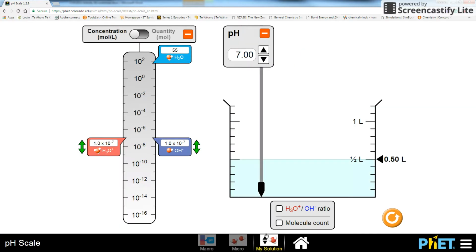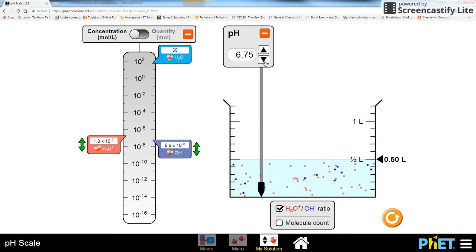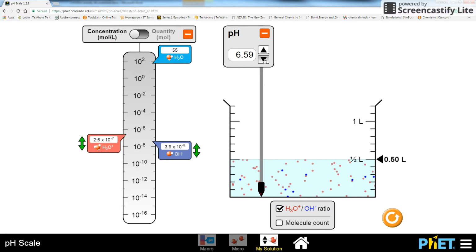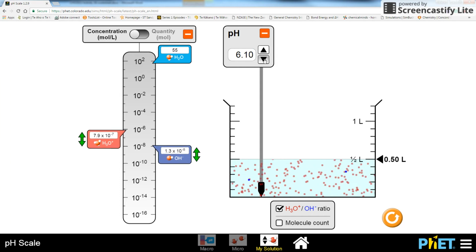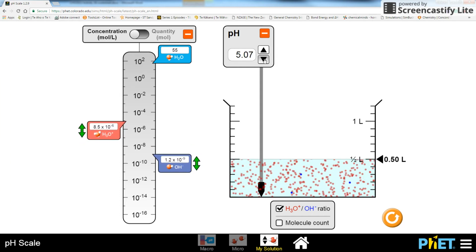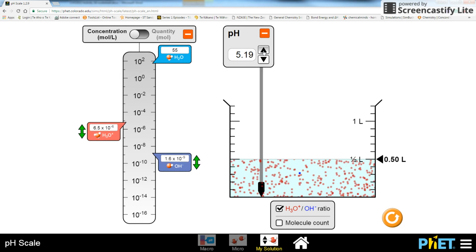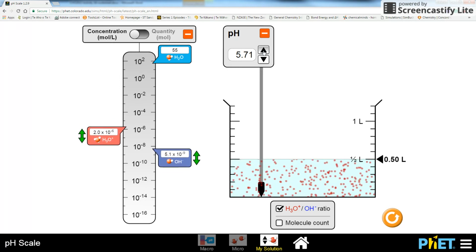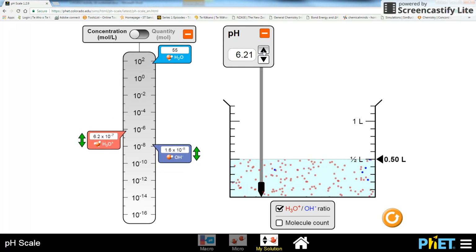Now, if I go to my solution, you can actually see what is happening here. We started off with equal amounts and concentrations of hydronium and hydroxide, and notice as I go down, I have a lot more hydronium ions than the blue hydroxide, and if I go up, you see the same thing. So you can make your own solutions.